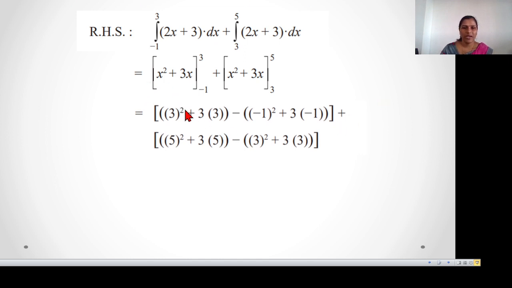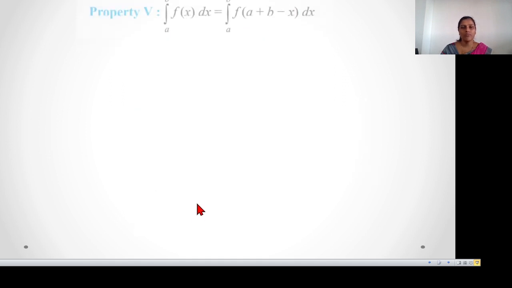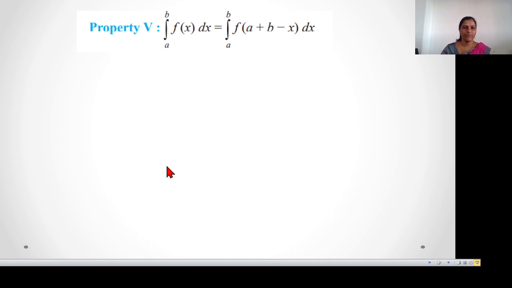After applying the upper limit and lower limit value for this bracket, we have this bracket, and for this bracket after applying the upper limit and lower limit, we get this term as an answer. By calculating, we get this step. This is our next calculation, and the final answer will be 42. So on both sides, that is LHS and RHS, we get the same answer. So our property number 4 gets verified.